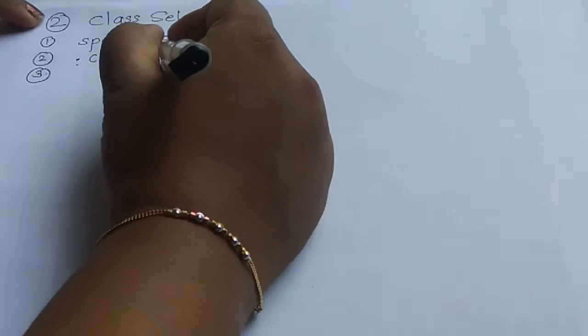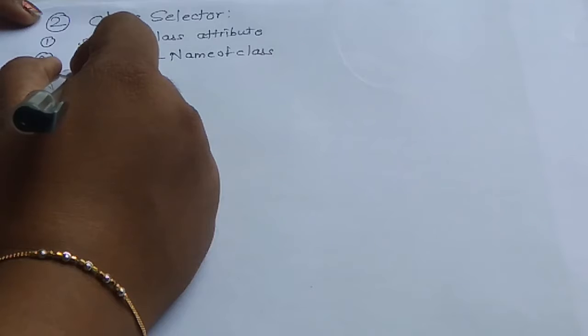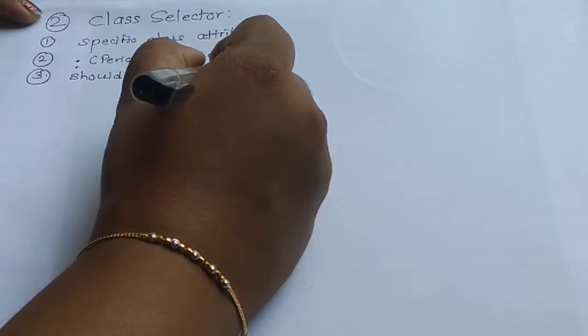sign. So here the name of the class is followed by the dot sign. After this there is the name of the class. Just like we wrote the name of the ID, in the same way there is a name of the class followed by the dot sign. And the third and very important point is that the name of the class should not start with a number. It should not start with a number. Always it has to start with an alphabet.